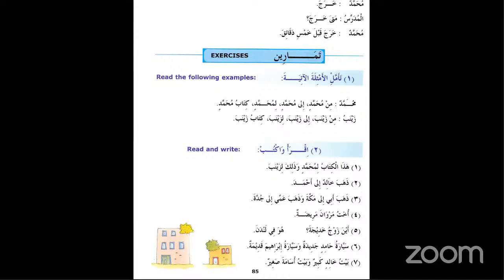Read and write. Number 1. هذا الكتاب لمحمد وذلك لزينب. This book is for Muhammad and that for Zainab. ذهب خالد إلى أحمد. Khalid went towards Ahmad. Excellent.